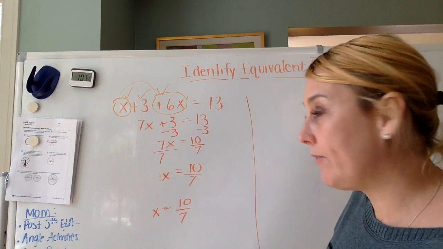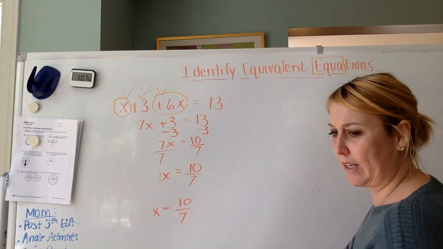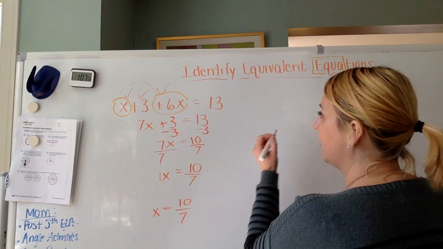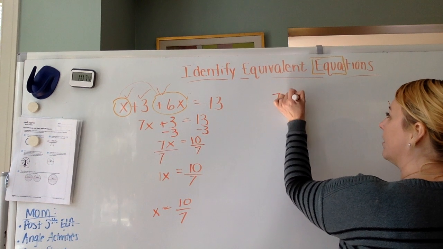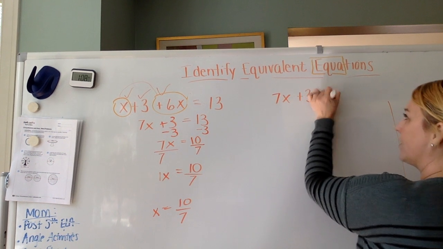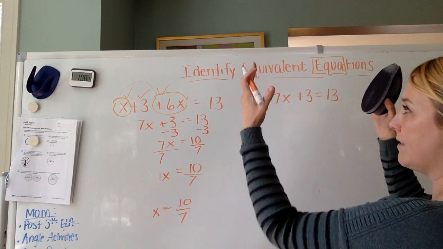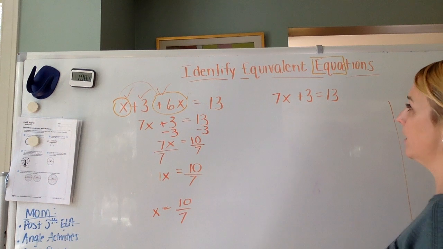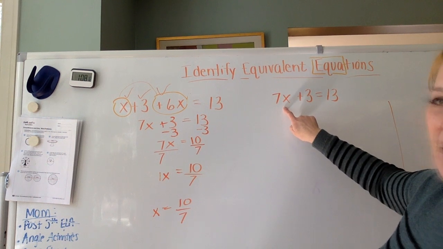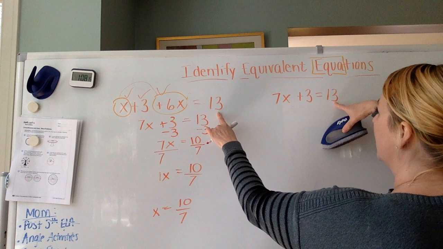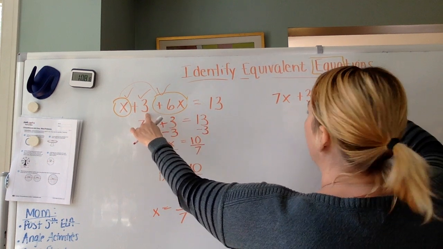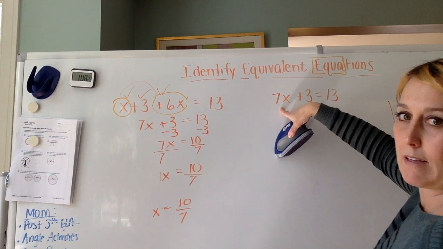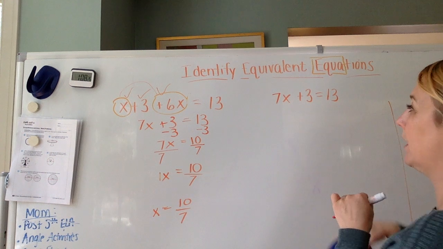Now, it asked for an equivalent expression. So the equivalent one that it gave me was 7x plus 3 equals 13. So they said to compare these two and decide if they're equivalent expressions. So 7x plus 3. See right away, I'm looking at what's similar. Well, this had an equals 13, so that was similar. This has a plus 3, and that's similar. And this has an x plus 6x, and this has a 7x. So I think they're going to be equal, but let's work this out.